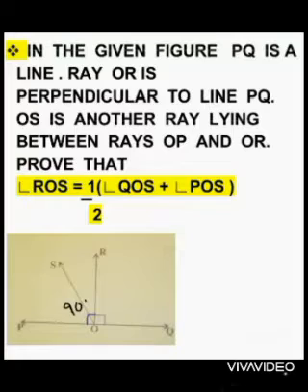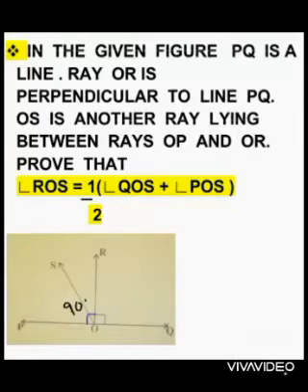Okay, children, let us move to the next question. In the given figure, PQ is a line. Ray OR is perpendicular to the line PQ. OS is another ray lying between rays OP and OR. Prove that angle ROS is equal to half of angle QOS minus angle POS.